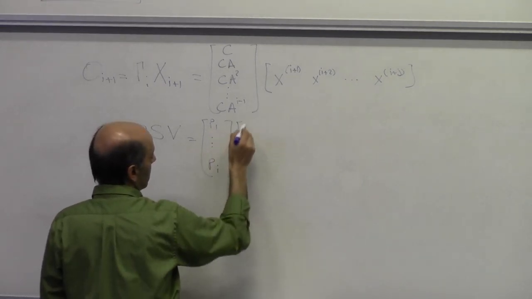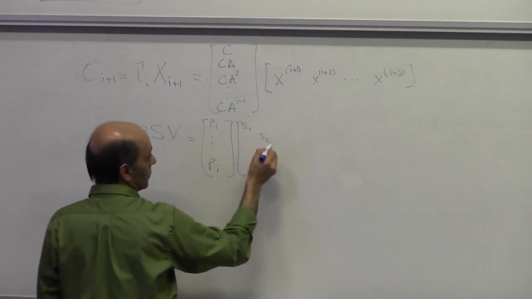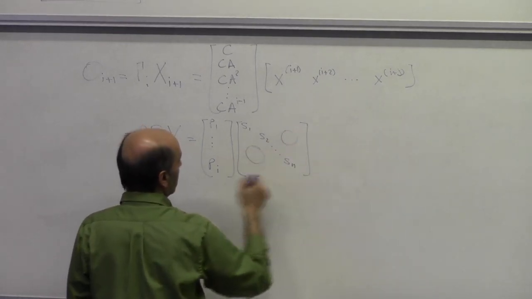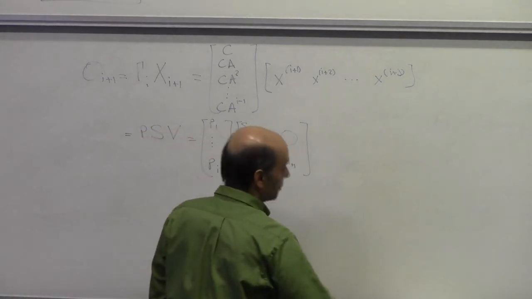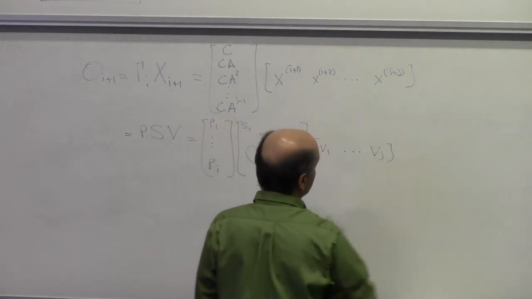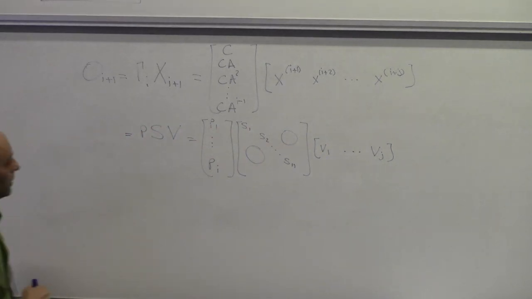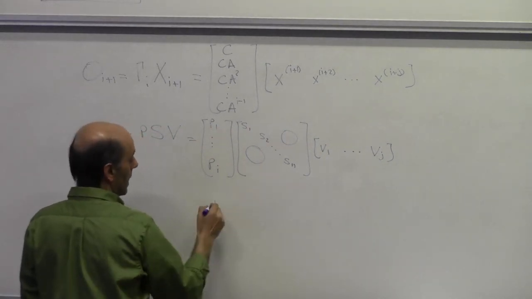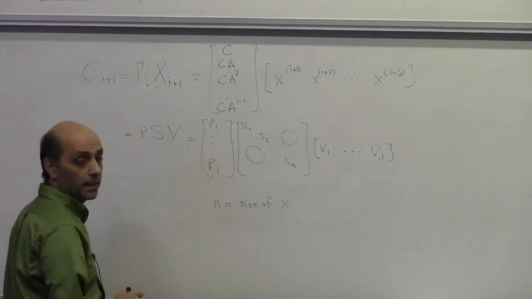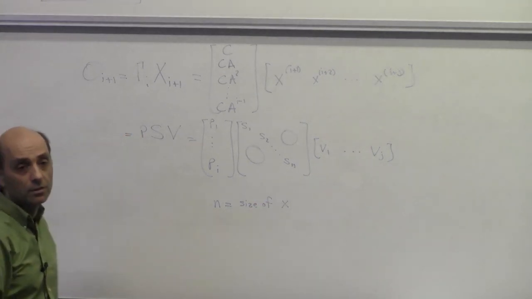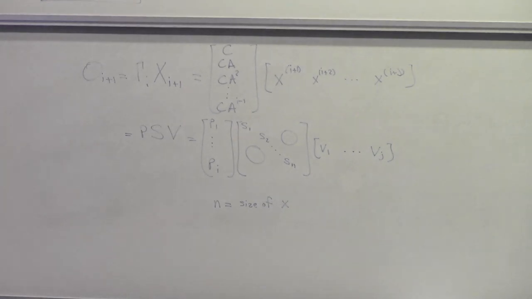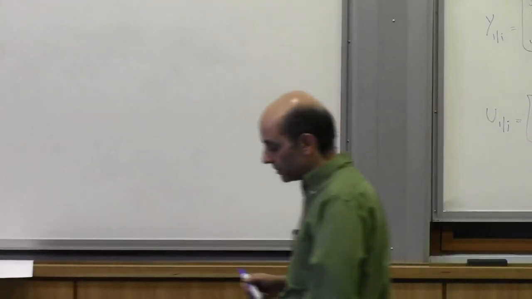The S matrix, or the matrix of singular values, is made up of scalars, S1, S2, and however many singular values there are in our system, let's say n of them, and then zeros. And then V is going to be a matrix of vectors associated with those singular values. It's going to be V1 to Vj. So it turns out that the number of singular values, n, is going to be the size of x. That would be the hidden state x. You recover the size of the hidden states via the number of singular values in the singular value decomposition of this matrix O.